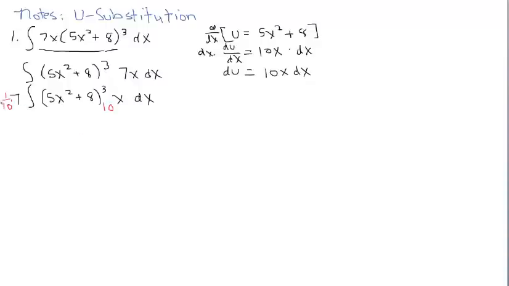All right, so here's where we're at. Let's clean this up. 7/10 times the integral of quantity 5x squared plus 8 cubed, and I have 10x dx. This is precisely what I wanted. I wanted 10x dx because I want to be able to take du and replace it with 10x dx. Looks like I have everything I need here, so I'm going to proceed with u substitution.